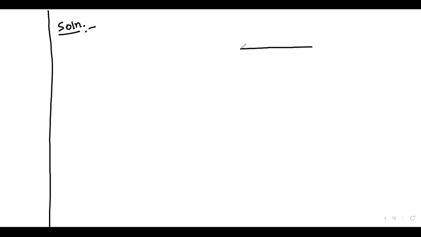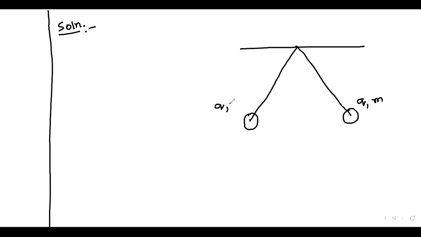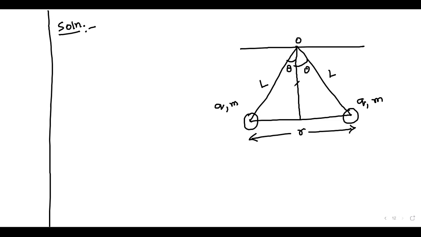See in the solution. Okay, we have two charged particles with charge q and mass m. Both have the same charge, and they are separated by a distance r. The strings have length l, and each is suspended at an angle theta with respect to the vertical. Let us consider the center point as O, the center of the first particle as A, and the center of the second particle as B.